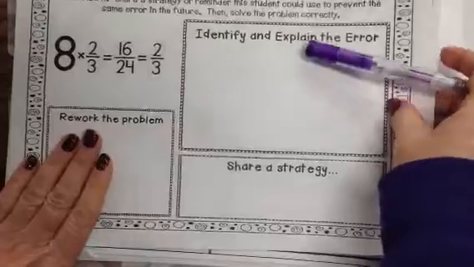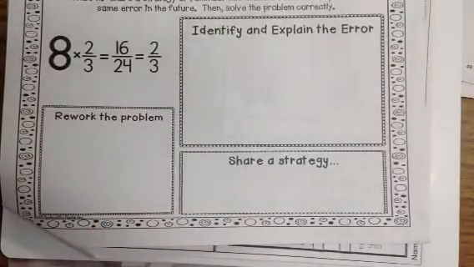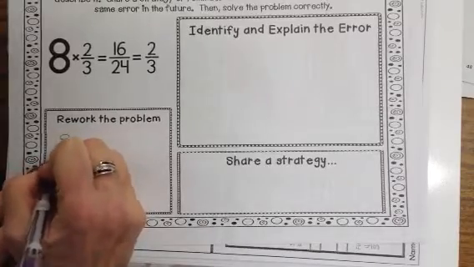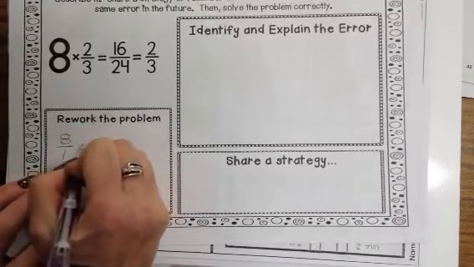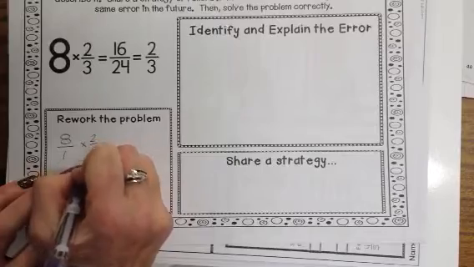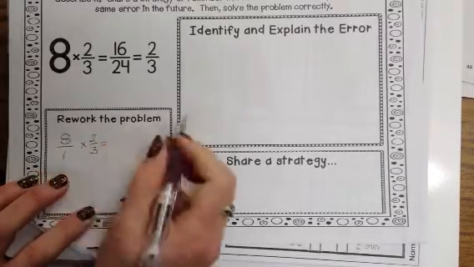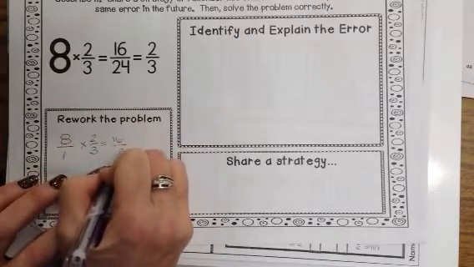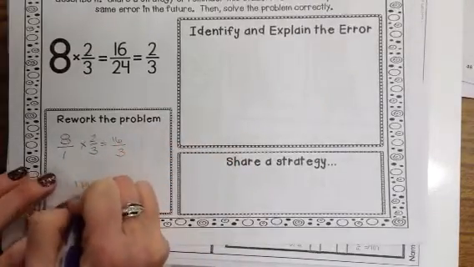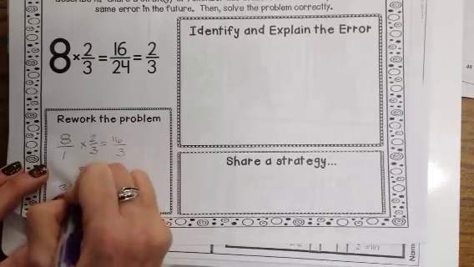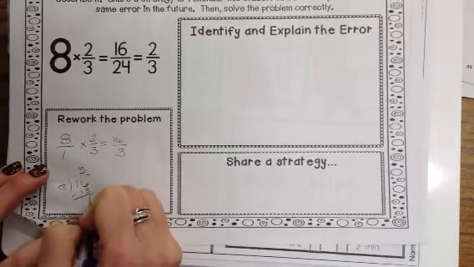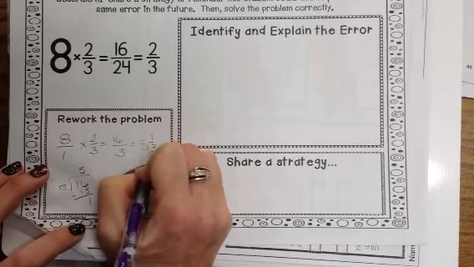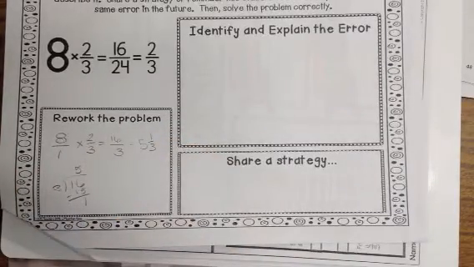All right, the next problem was 8 times 2/3. So I am going to rework the problem the way I know how. So I know if I have a whole number, I need to put that over 1. And then right now I can't cross cancel, so I'm just going to multiply across. 8 times 2 is 16. 3 times 1 is 3. And then if I take 16 divided by 3, that would be 5, minus 15 is 1. So I would get 5 1/3 as my final answer.